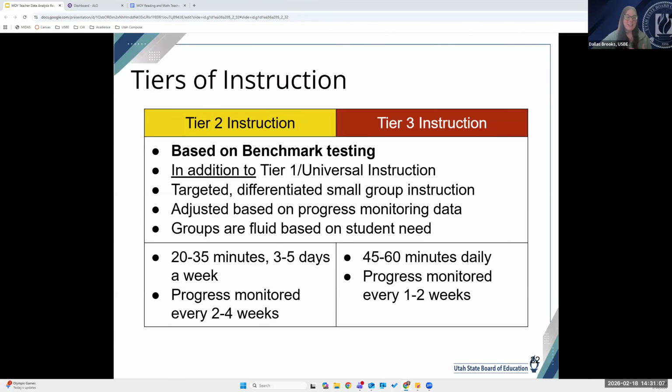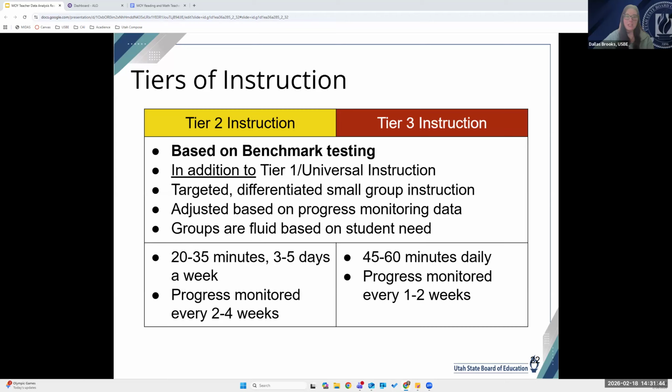Tier two is based on benchmark testing, and it happens in addition to tier one. Tier three also happens in addition to tier one. Your tier one is that universal instruction that everyone is getting. Your tier two instruction should be targeted, differentiated, small group instruction. Typically, it lasts about 20 to 35 minutes and it's done 3 to 5 days a week, with that progress monitoring happening every 2 to 4 weeks, just to monitor students and make sure that it's effective and that it's working.